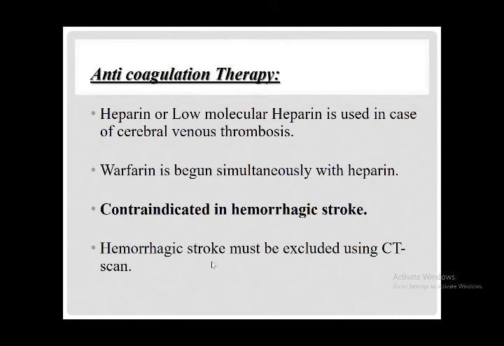For anticoagulation therapy, heparin or low molecular weight heparin is used in case of infarction associated with cerebral venous thrombosis, or sometimes if there is a source of cardioembolism, that is, embolic strokes arising from cardiac sources, for example in atrial fibrillation. Then you have to start anticoagulation therapy acutely. Warfarin also begins simultaneously with heparin, but before these you have to rule out hemorrhagic stroke or hemorrhagic transformation. If it is massive hemorrhagic transformation, you have to stop giving anticoagulation and you can rather give antiplatelet agents.